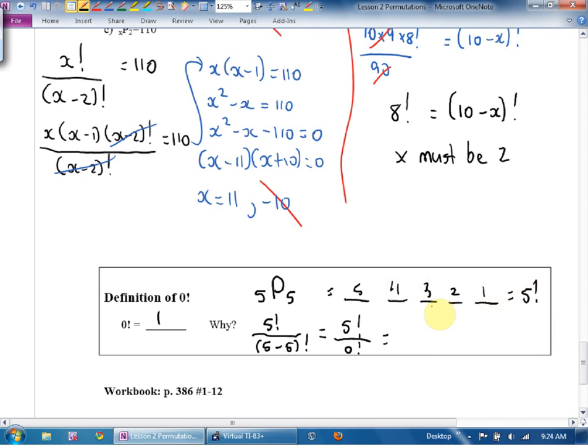We're going to try a couple more from the workbook, and then I'll turn you loose. Oh, by the way, remember I said last day, you can always fall back on the fundamental counting principle, drawing blanks. I'm good at drawing a blank. You can draw blanks, but you can also practice the permutation shortcut and the factorial shortcut.